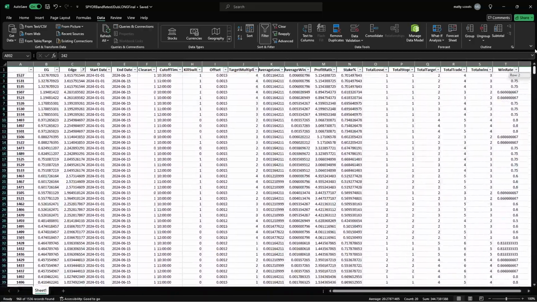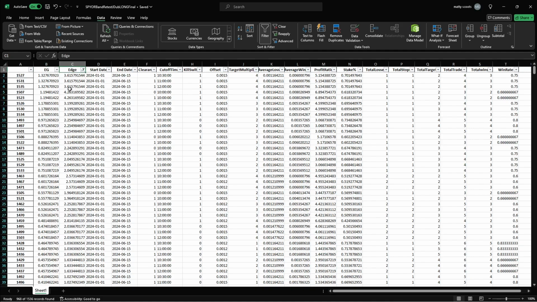I've already culled this a little bit, because I took out anything with negative edge percentage. So really quickly, we'll go through these. EG is expected growth, edge is edge percentage. I'll skip over here really quickly. Stake percentage here.